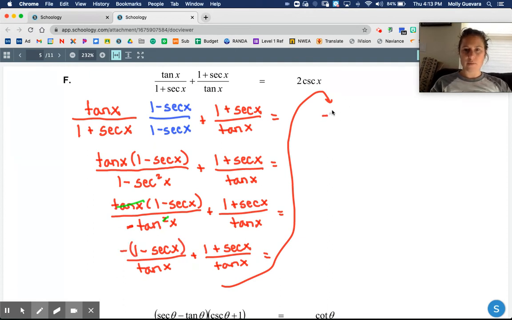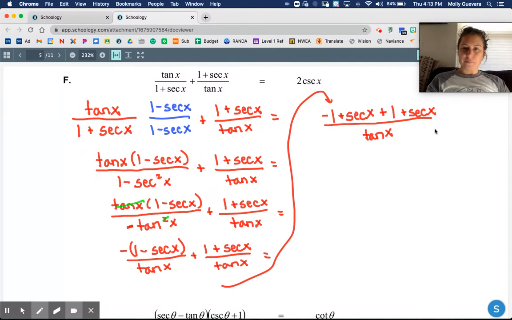So negative 1 plus secant of x plus 1 plus secant of x all over tangent of x. That was my bad. 1 minus secant squared of x is equal to negative tangent squared of x. See, even I mess up, you guys. So 1 and negative 1 cancel. I have secant plus secant, which is 2 secant over tangent.